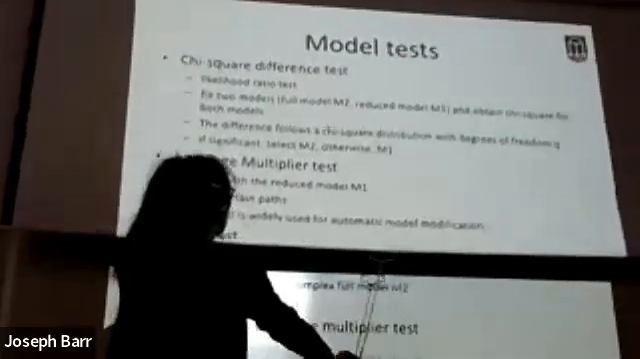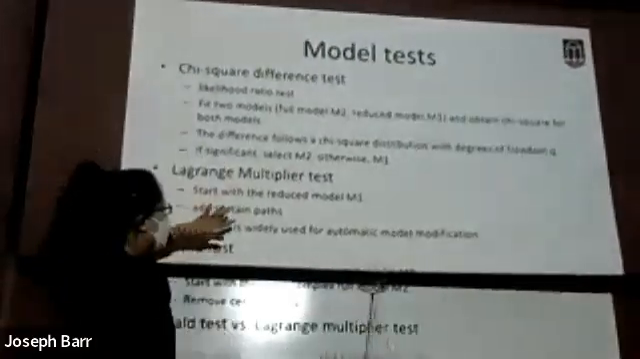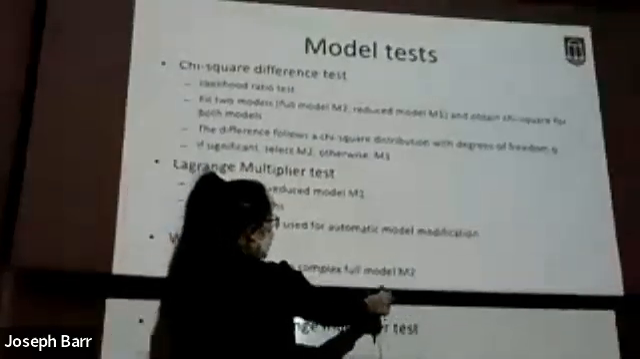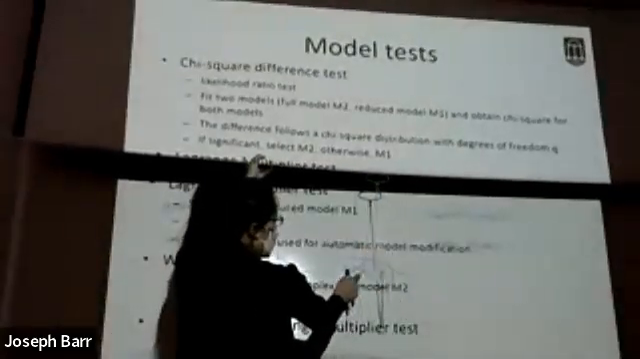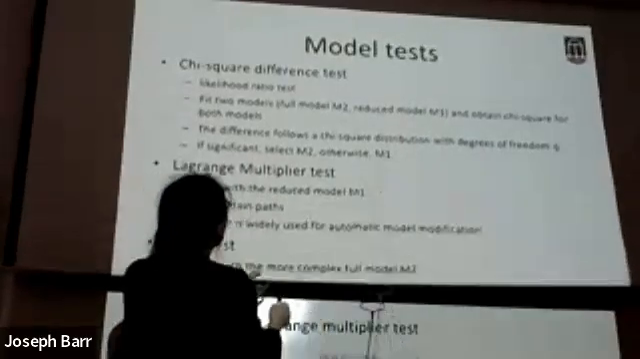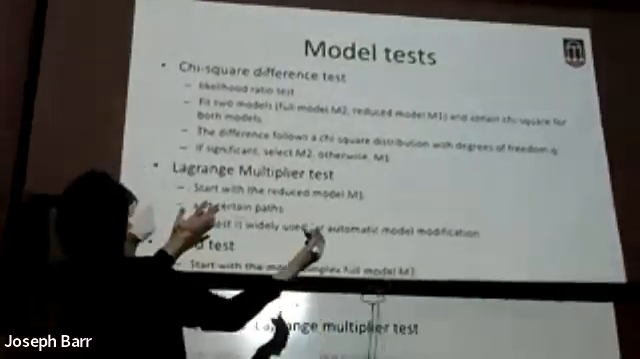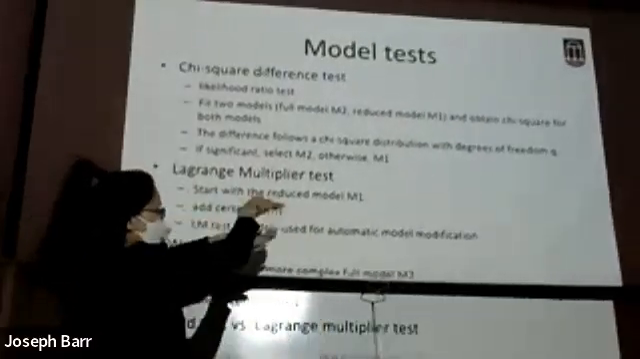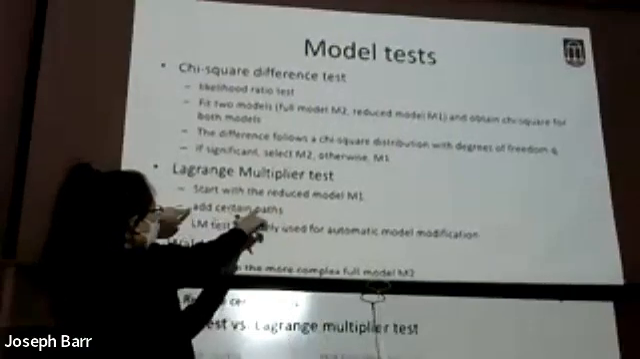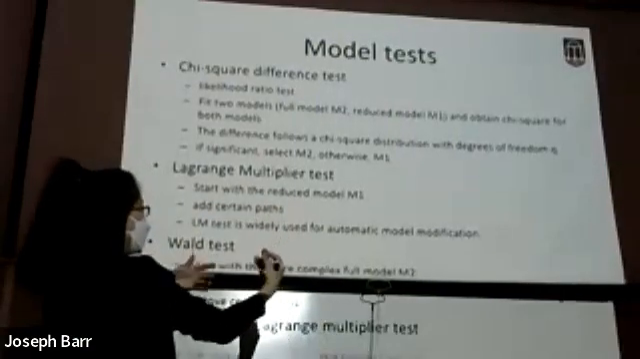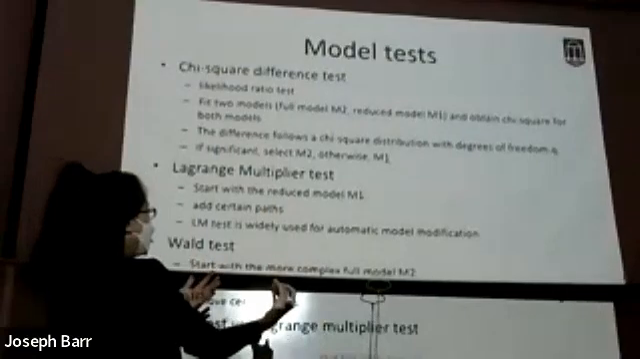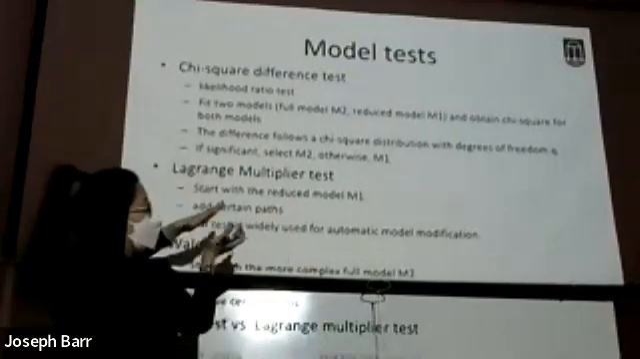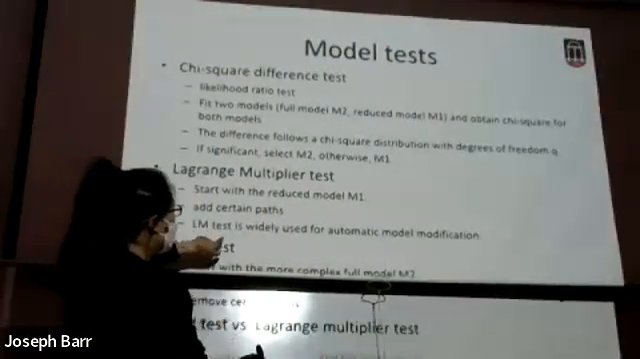So for the Lagrange multiplier test, we start from a reduced model, a similar model. In this case, it's model 1. And then we try to add some paths, okay? Starting from a simple one, we try to add more paths into the current model to make it more complicated. And then we will have the Lagrange test.